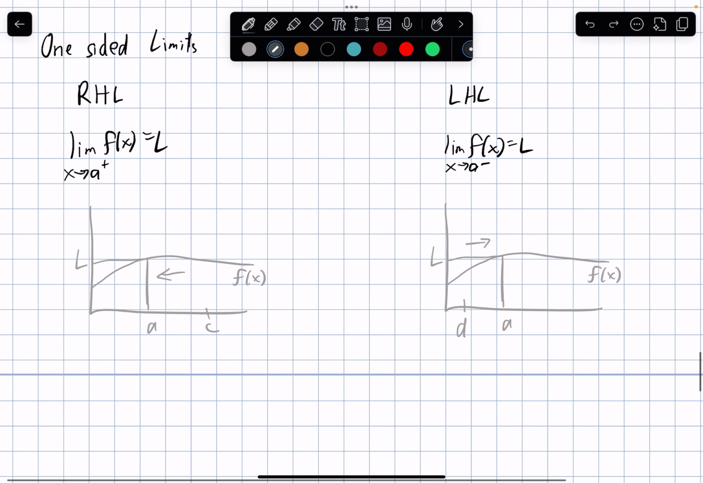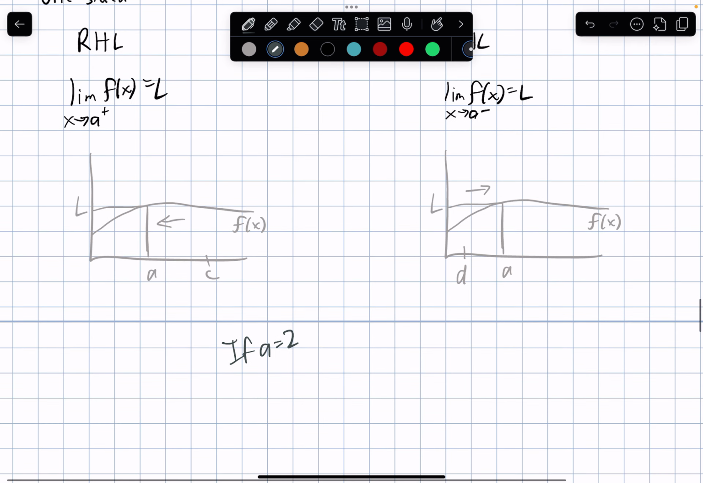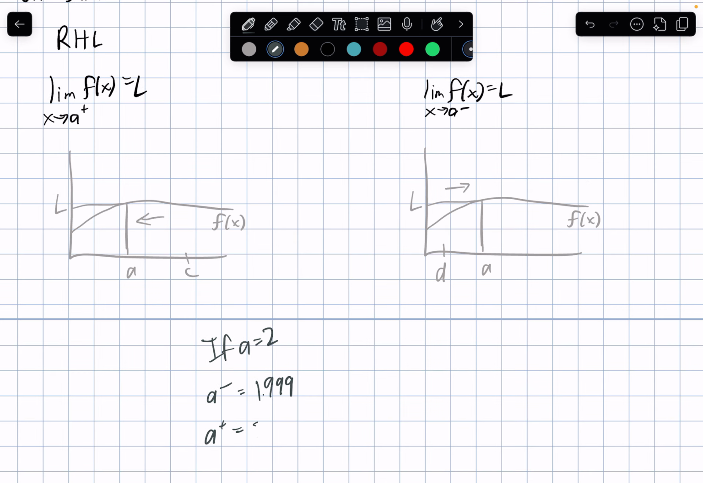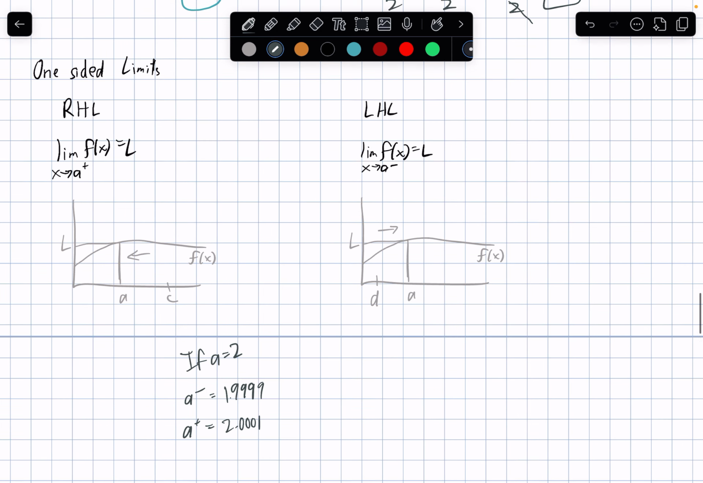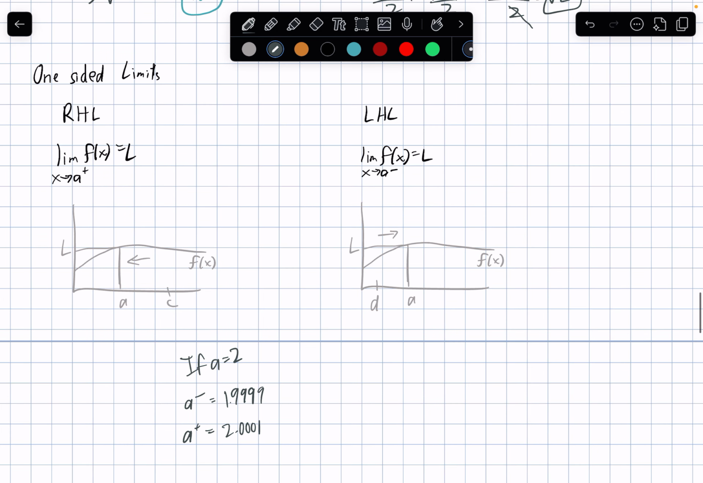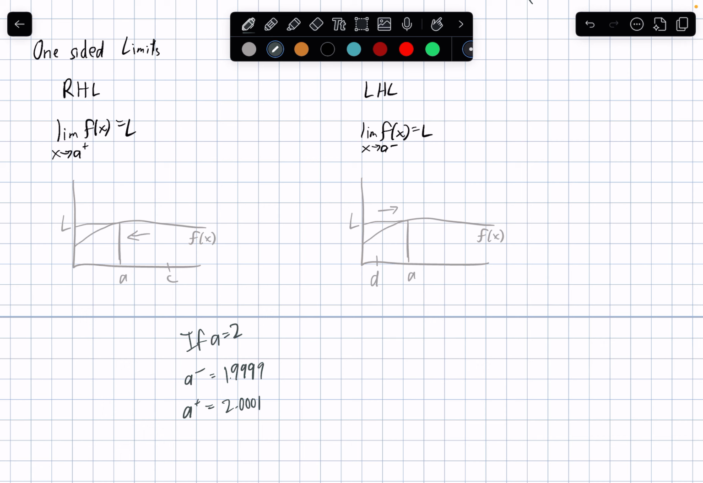Let's say A is equal to 2. If we say x approaches from the left side, it is going to be 1.99999. If we say x approaches from the right side, it is something greater than 2, let's say 2.0001. So that kind of logic is relevant to this concept of one-sided limits.